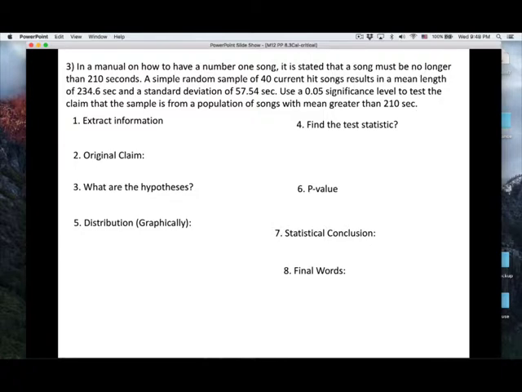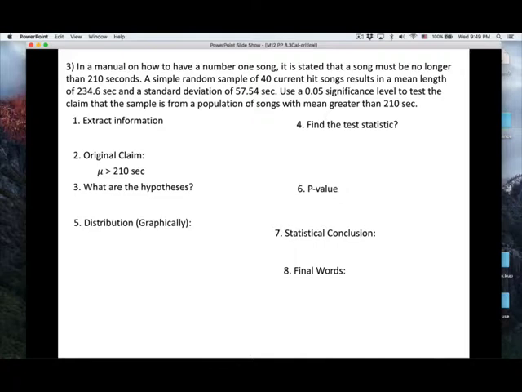We can work on population proportion, population mean, population standard deviation, or population variance. And this one, obviously we are working on the population mean. So first, just translate this sentence from English to a mathematical equation. That would be the mean greater than 210 seconds.